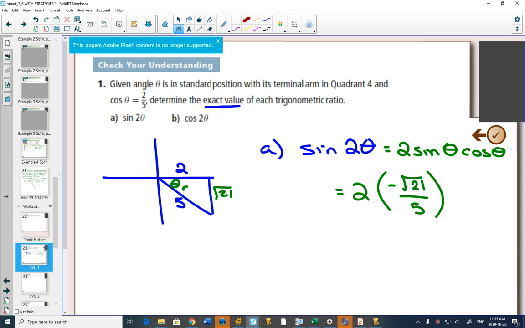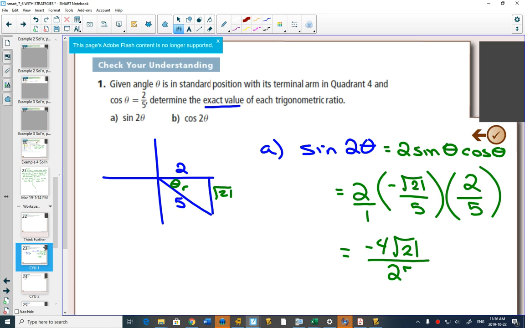Do I know cos of theta? Absolutely. They gave us cos of theta in the question, and we can see it from our triangle. It's 2 over 5. So if I multiply this all out, this is 2 over 1. How do we multiply fractions? Multiply your numerators. Negative 4 root 21, multiply your denominators, over 25.